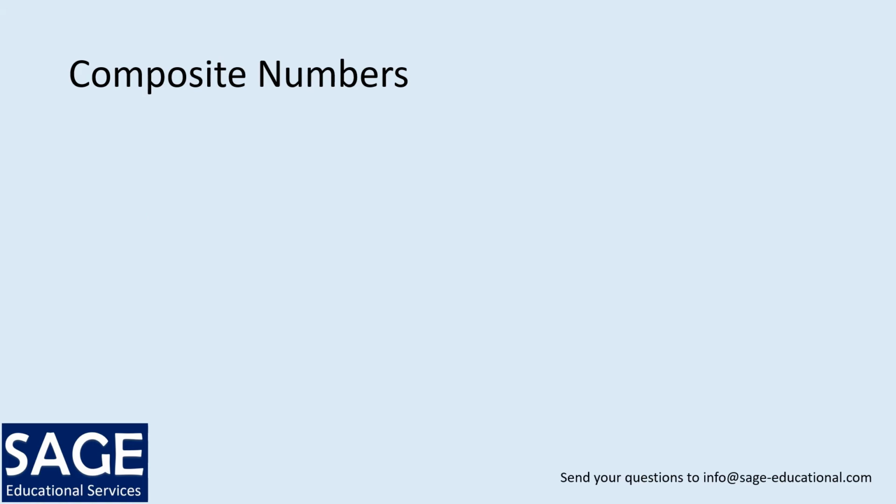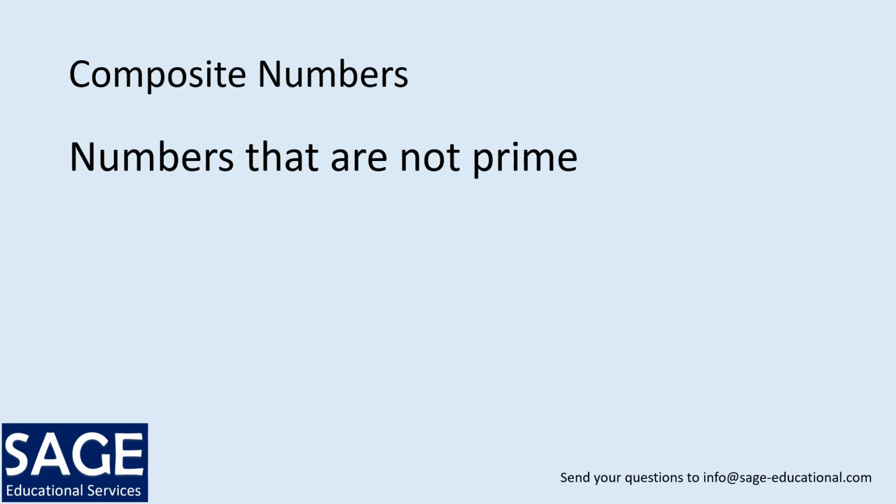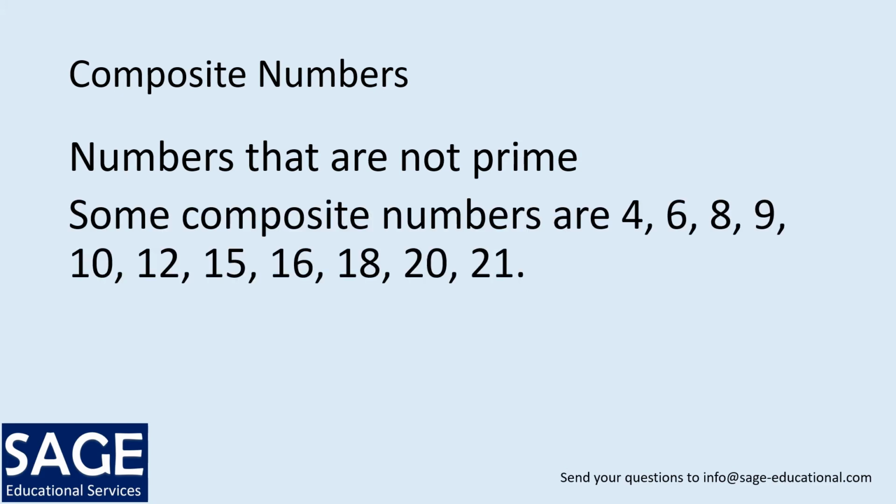Now, all other numbers which can be expressed in multiple ways as a multiplication are called composite numbers. So numbers that are not prime. So here are some examples of composite numbers. 4 can be written as 1 times 4. It can also be written as 2 times 2. 6 can be written as 1 times 6. It can also be written as 2 times 3. 8 can be written as 1 times 8. It can also be written as 2 times 4. So all of these numbers can be written in multiple ways as multiplications, and therefore they're called composite numbers.